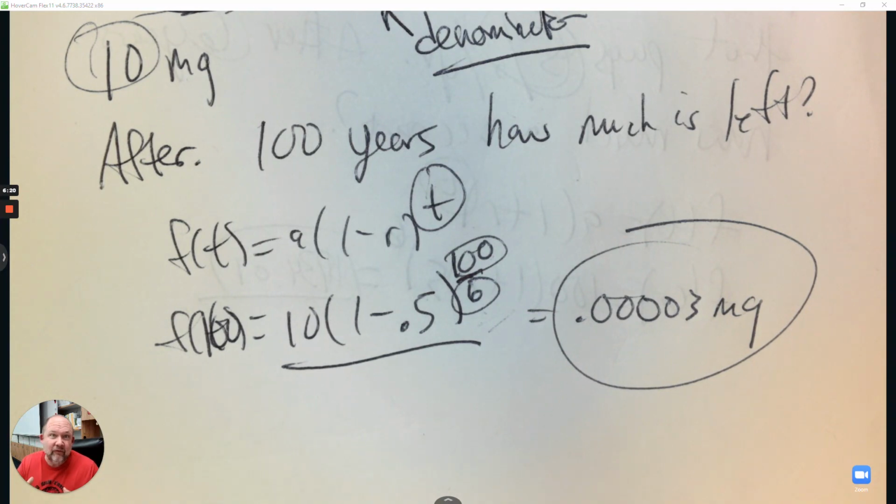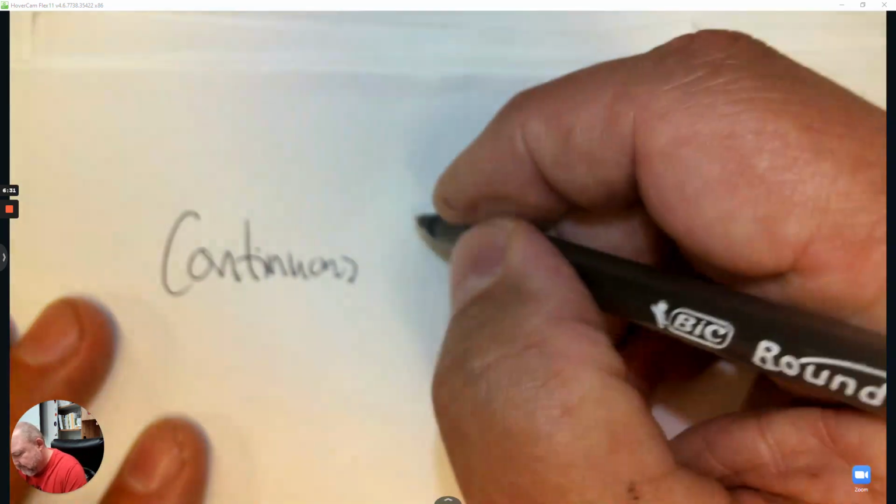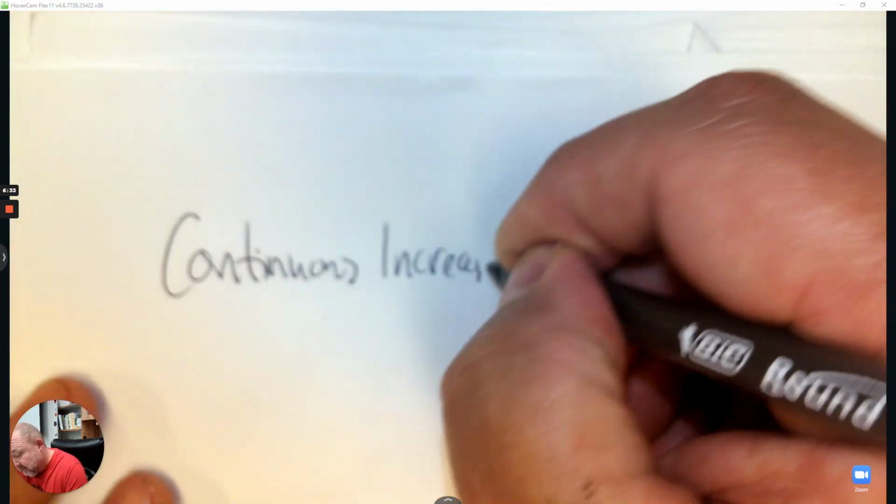All right, so that gives you an overview of what we're looking at. What else was I going to do? Oh, I was going to do, how about if it's continuously increasing? We're going to look at that. Or decreasing.